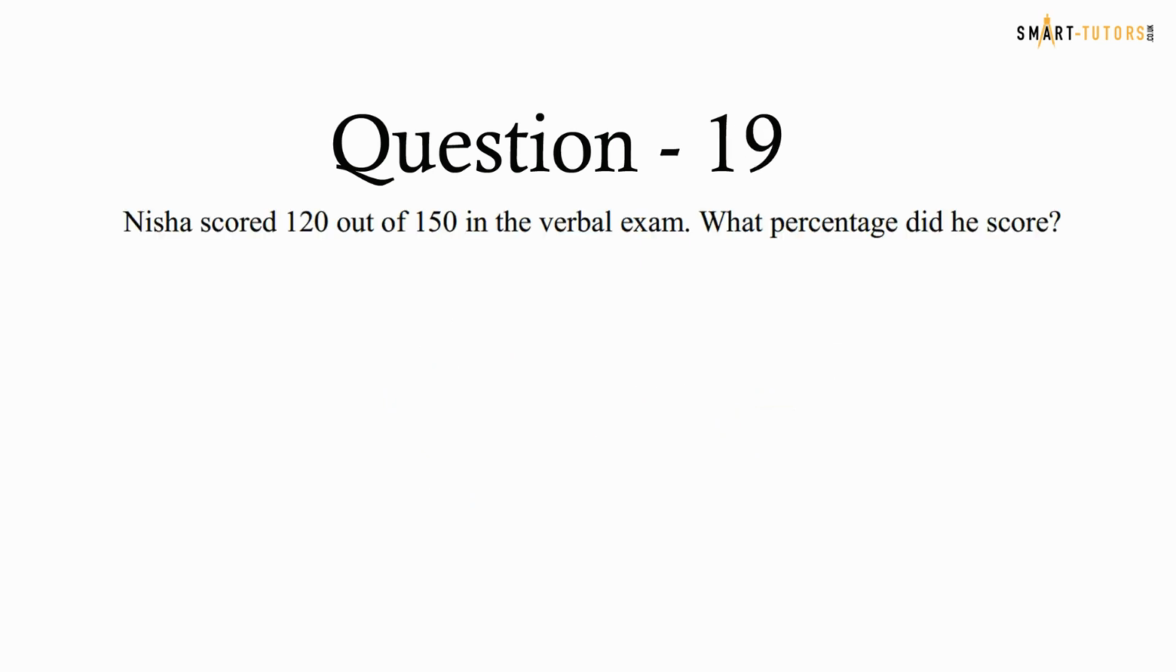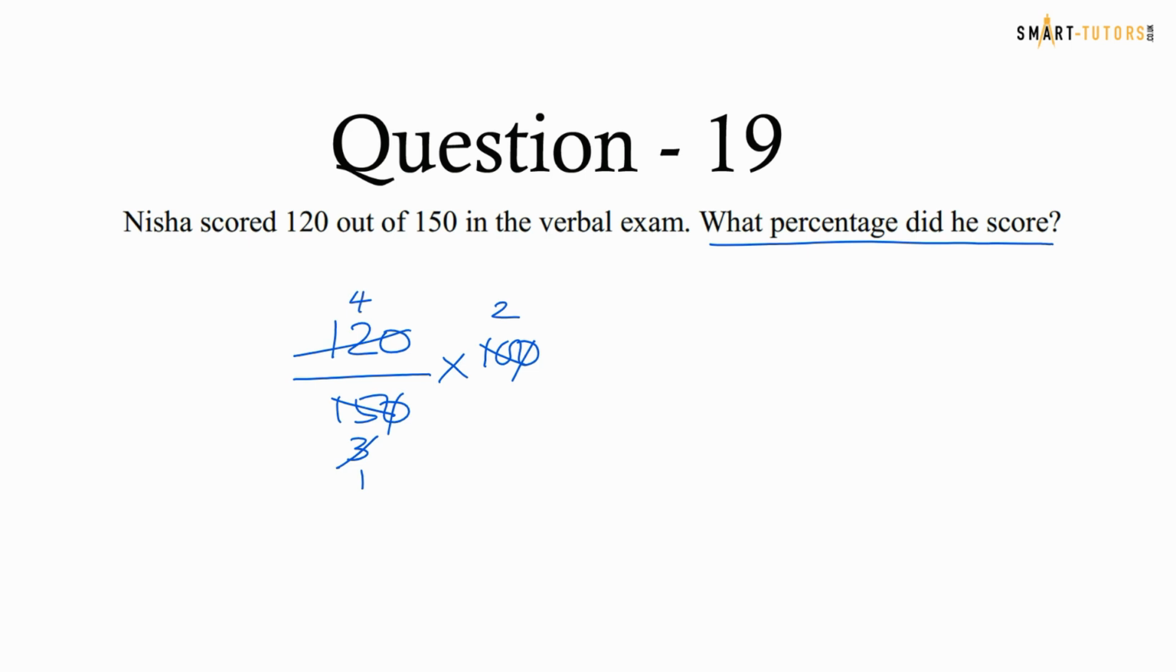Question number 19. Nisha scored 120 out of 150 in the verbal exam. What percentage did she score? Percentage means times by 100, cut the 0, and you can divide by any number. So let's do it this way. 5 goes into 20, 5 goes into 30, 3 goes into 12, 3 goes into 4 and 0. So 40 times 2, 80 percent.